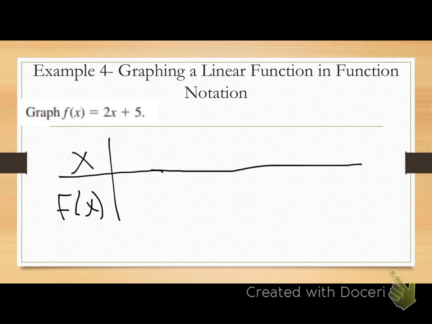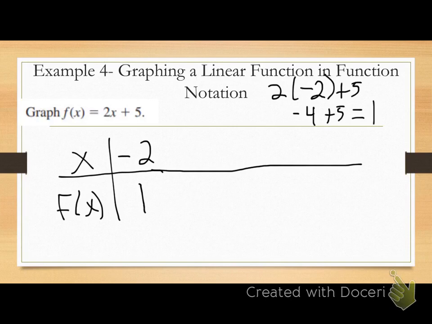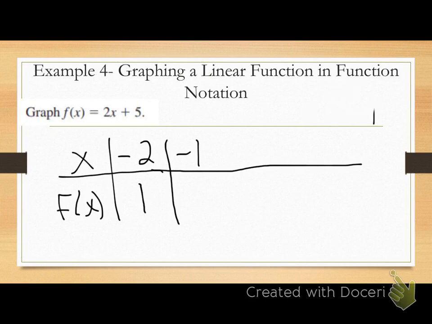So I'm just going to pick some random x values to plug in. First x value, I'm going to plug in negative 2. So I just replace my x value with negative 2 and evaluate it. 2 times negative 2 is negative 4. Negative 4 plus 5 gives me positive 1. So my f of x value would be positive 1 there. Now I'm going to plug in negative 1 and evaluate. 2 times negative 1 plus 5. 2 times negative 1 is negative 2. Negative 2 plus 5 is positive 3.